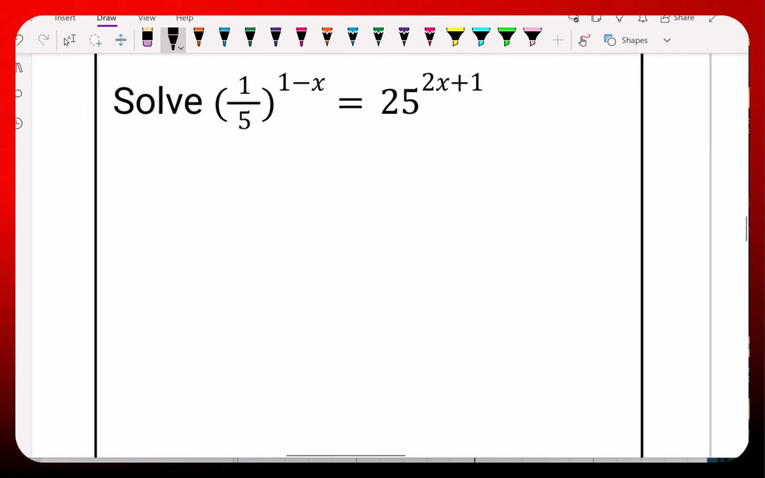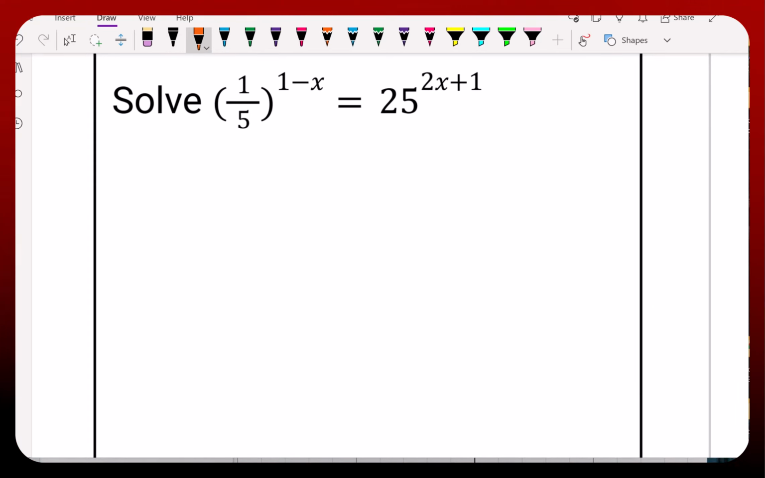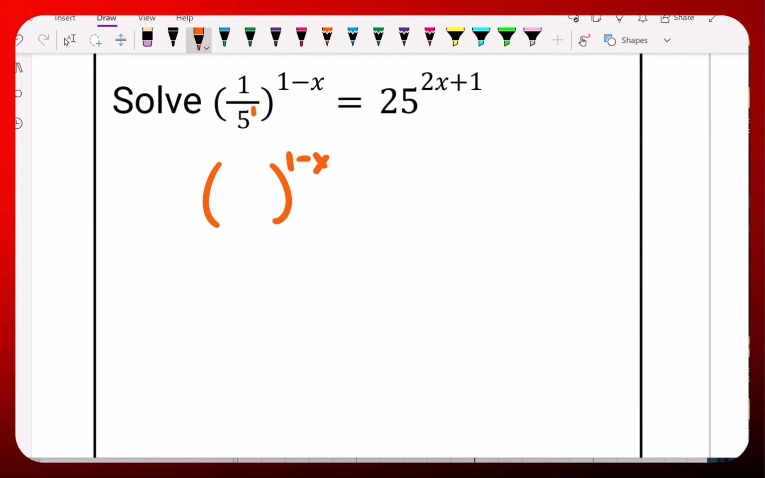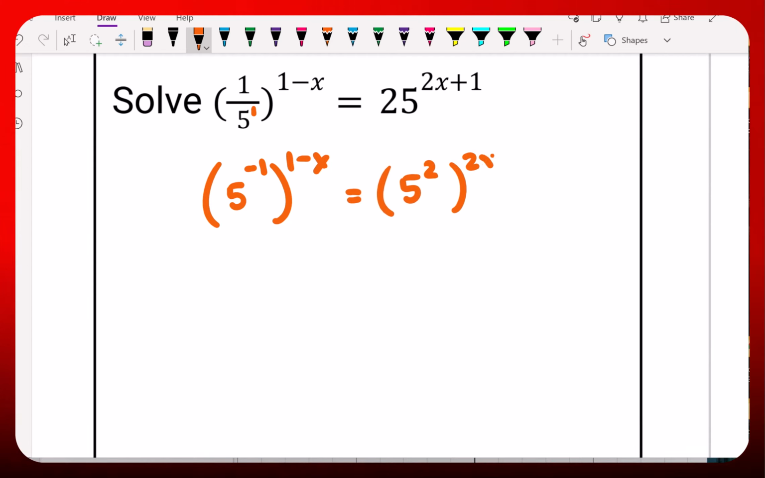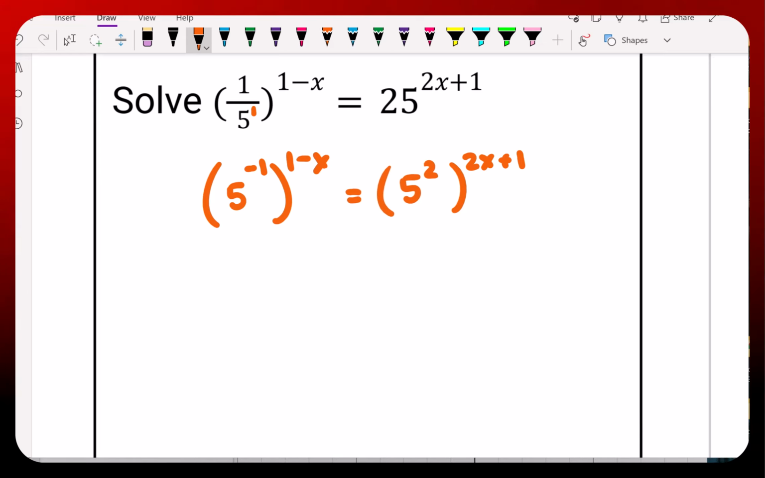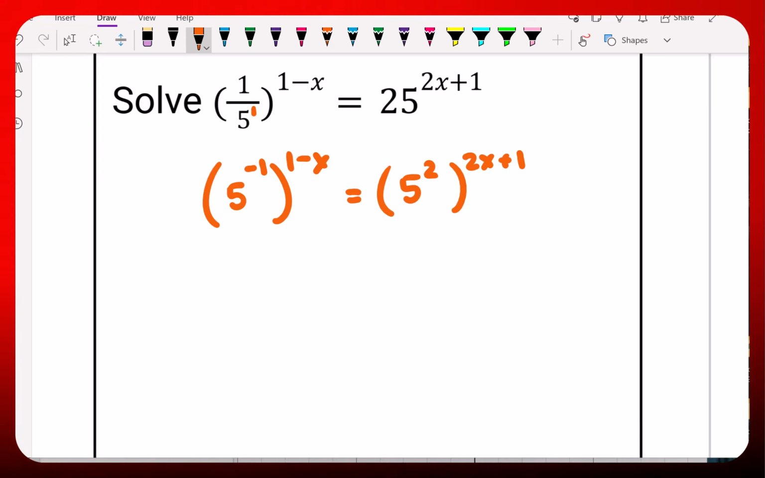All right, let's look at this last one over here. Okay, I suspect that we're going to be needing to write everything with a base 5. Okay, so I set this one up. I didn't change anything, but if that's 5 to the power of positive 1 in the denominator, if I move it up, it will be 5 to the power of negative 1. 25 is going to change into 5 squared. Now I'm not going to do anything else other than change the base. So 25 is 5 squared. 1 over 5 is 5 to the power of negative 1.